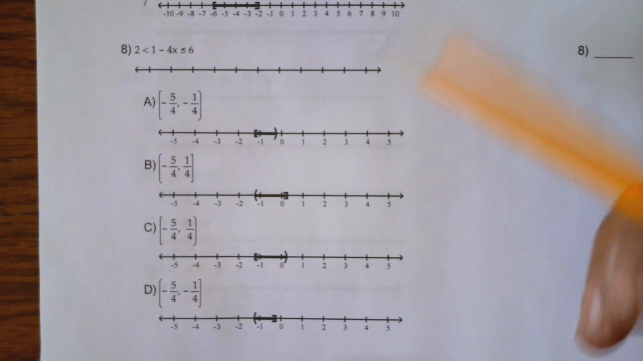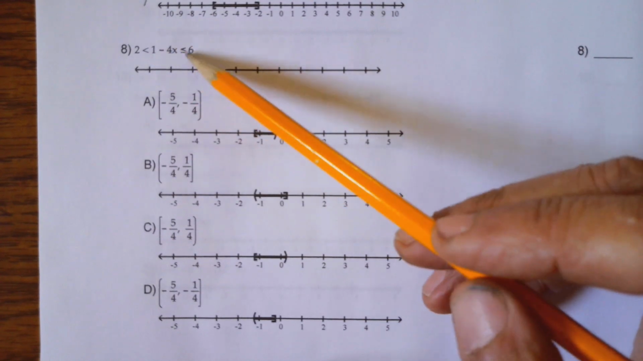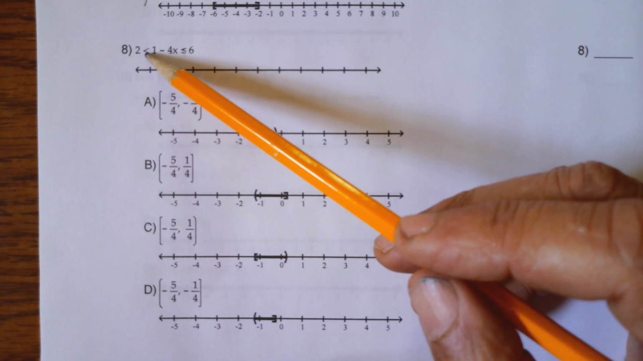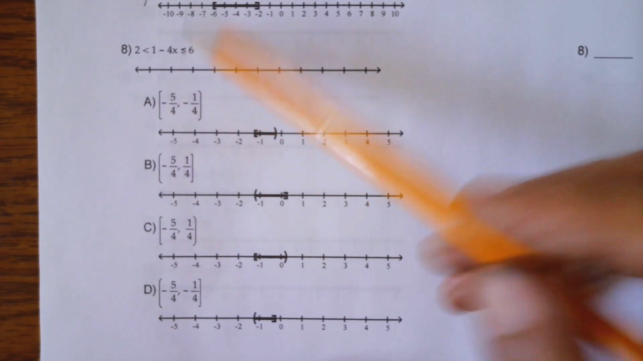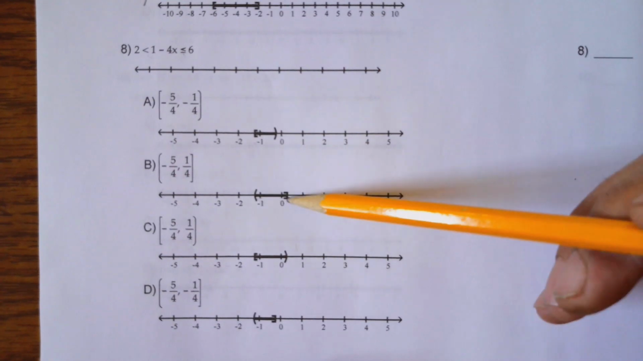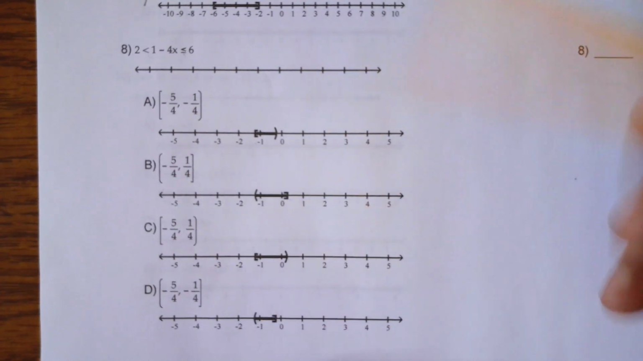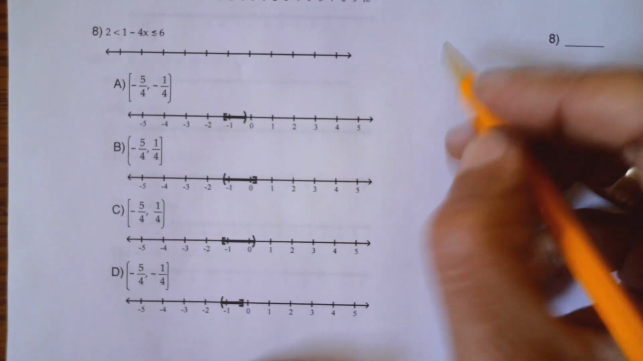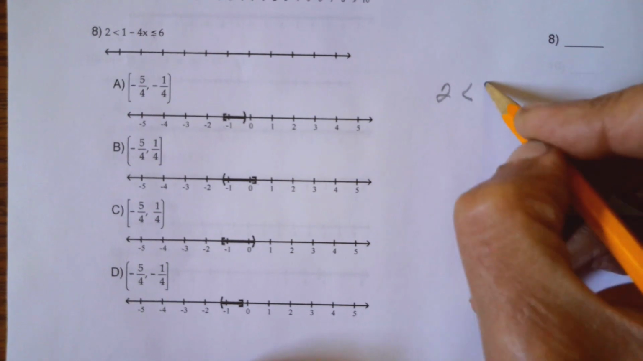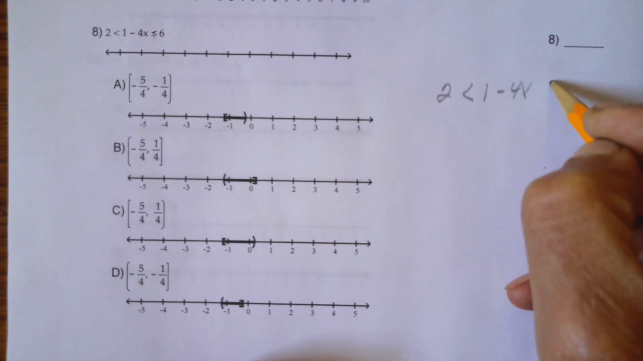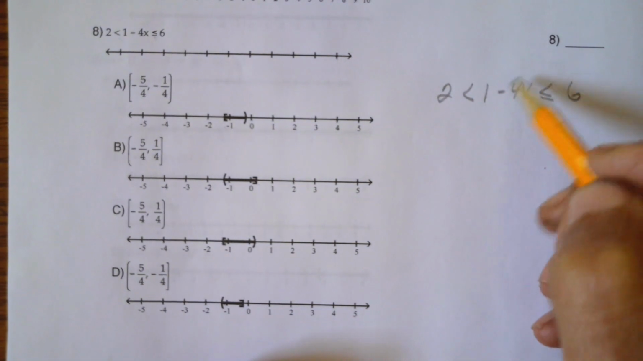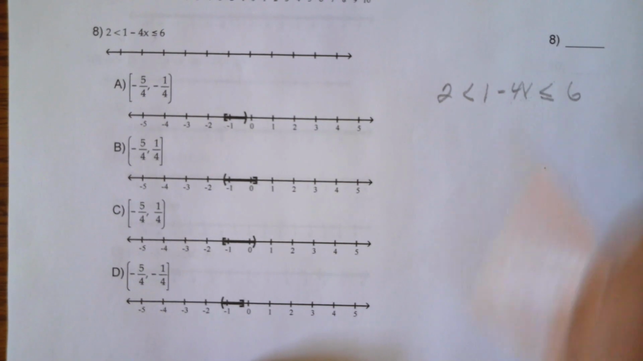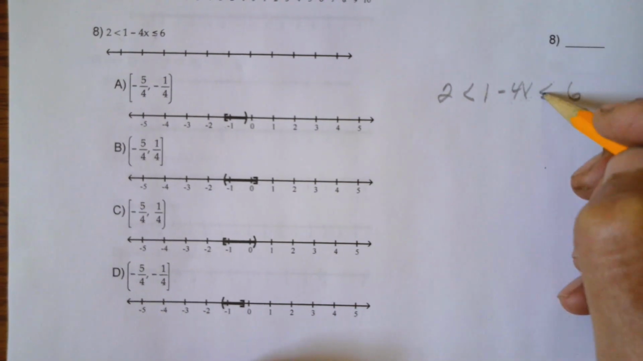Number 8, what do we got here? We got one of each: a strict inequality and a non-strict, I guess I can call that. All that means is that one end of the inequality will be a parenthesis and one's going to be a bracket. Well, all 4 are in the running, A, B, C, and D. They all have one of each. All right. So 2 is less than 1 minus 4x, which in turn is less than or equal to 6. Now, notice at some point I'm going to have to deal with this negative 4 times. I'll have to divide by a negative. So in the back of my mind, I'm saying, hey, I want to reverse my inequality at some point.